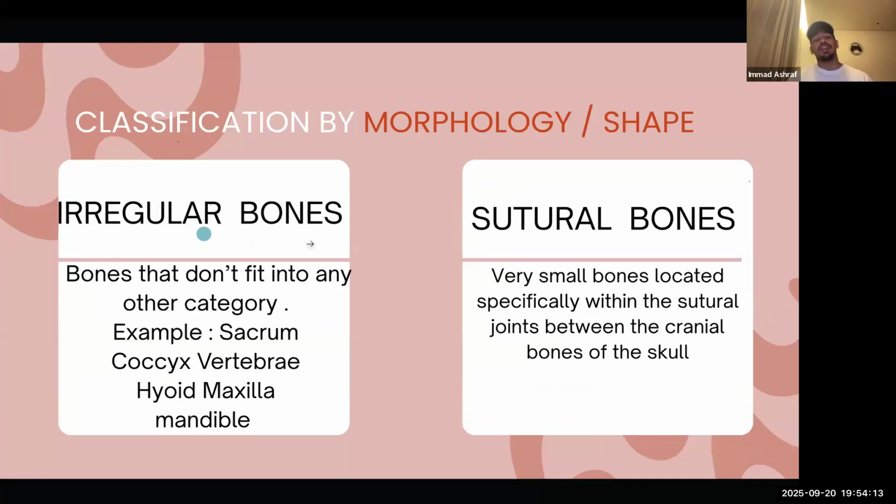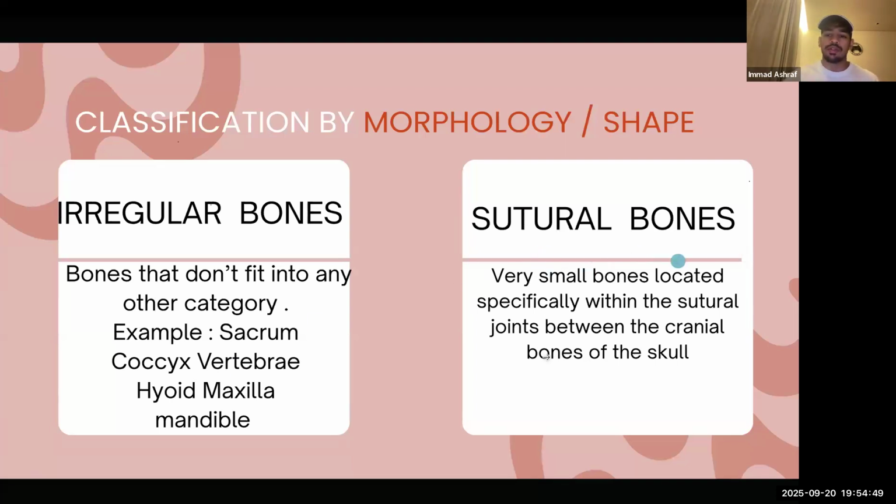Then you have an irregular bone. What is that? It's obvious. A bone that doesn't fit into any other category. It's not long, it's not short, it's not sesamoid, it's not flat. What is it? It's irregular. So, for example, the sacrum and the coccyx. These are part of your vertebrae, and they're the last ones towards the end. I'll show you pictures. Your vertebrae themselves are irregular because they're a weird shape and don't fit into anything else. Also your hyoid, your maxilla, and your mandible. Those are bones of your jaw. This is your mandible, and this bone is your maxilla, and I'll show you pictures.